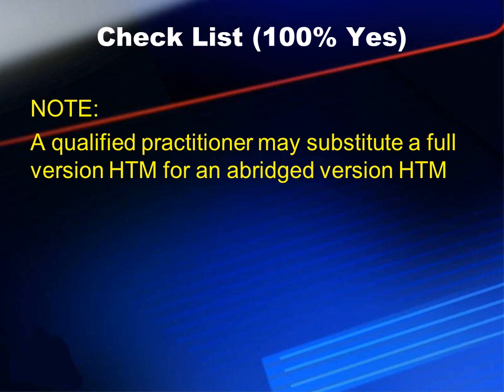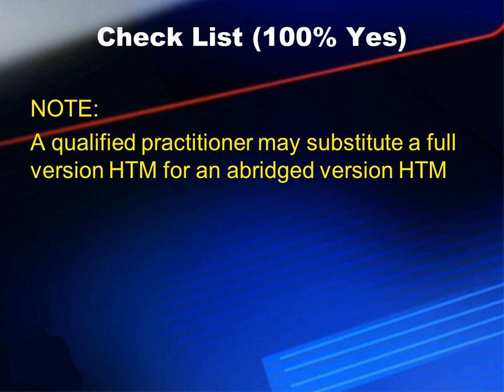Congratulations, you made it through the 100% yes checklist. And if you can mark everything on that list 100% yes, you're good to go. Now there's one note. A qualified practitioner may substitute a full version of the heat transfer multiplier for an abridged version of the heat transfer multiplier. What does this mean? This means in the abridged book itself, there are fewer heat transfer multipliers, there are fewer types of assemblies. So if you have an assembly number for something else, you can use it in the abridged version, and you can use it on this speed sheet.